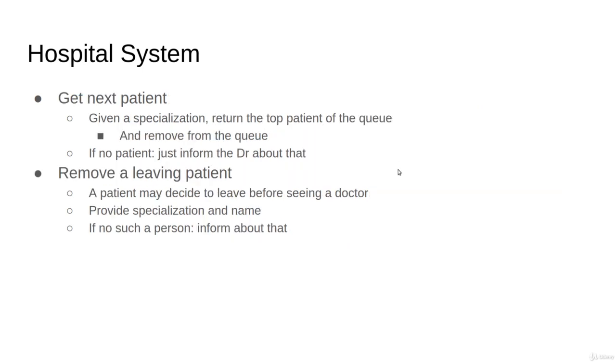For get next patient, you just provide the specialization and we return the top patient of the queue at the moment. If there are no patients, just inform the doctor that no one is there at the moment in this specialization. Sometimes a patient might decide to leave, then we just get the name and specialization and remove him from the queue. If there is no such person, inform us about that.